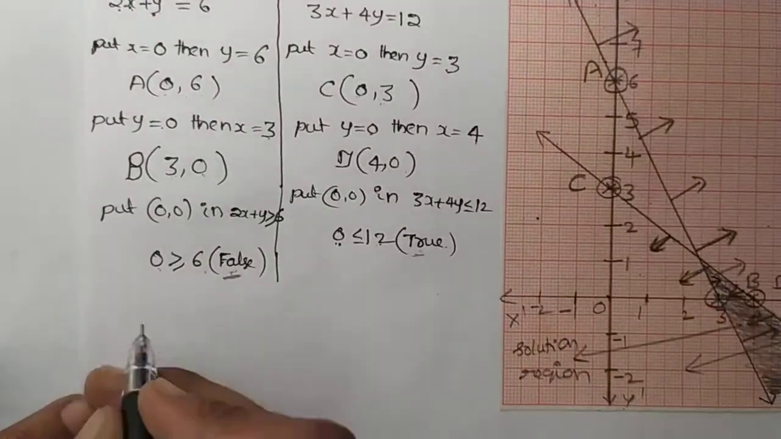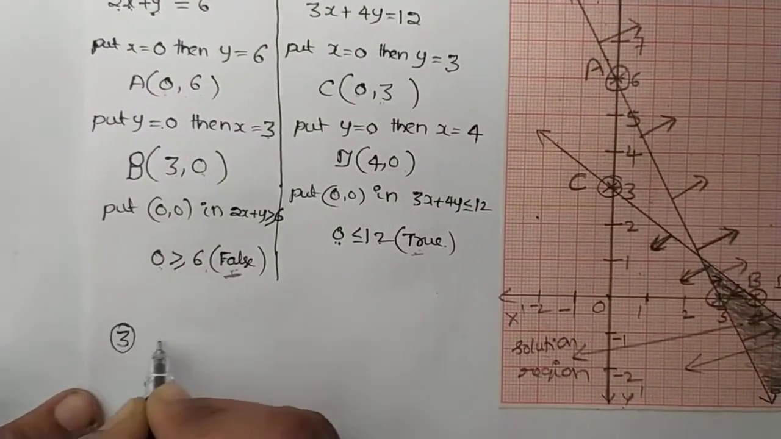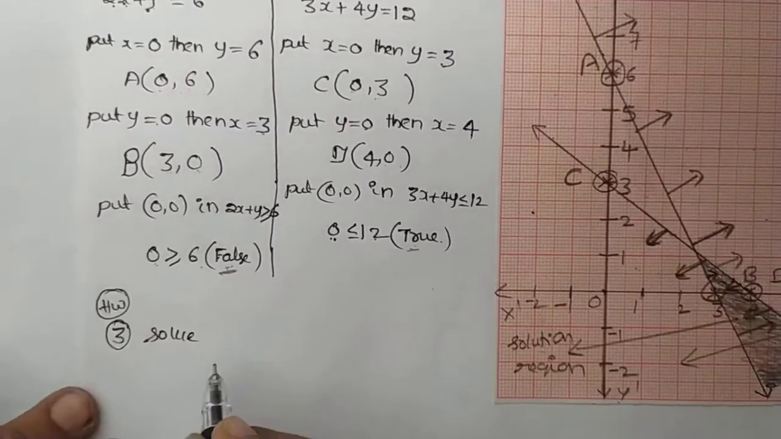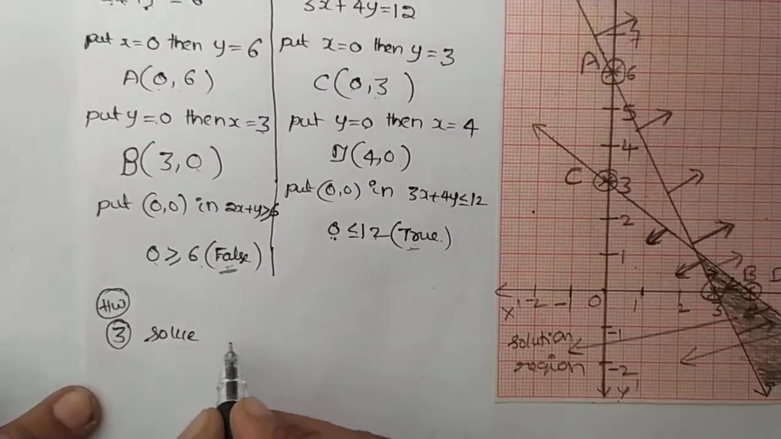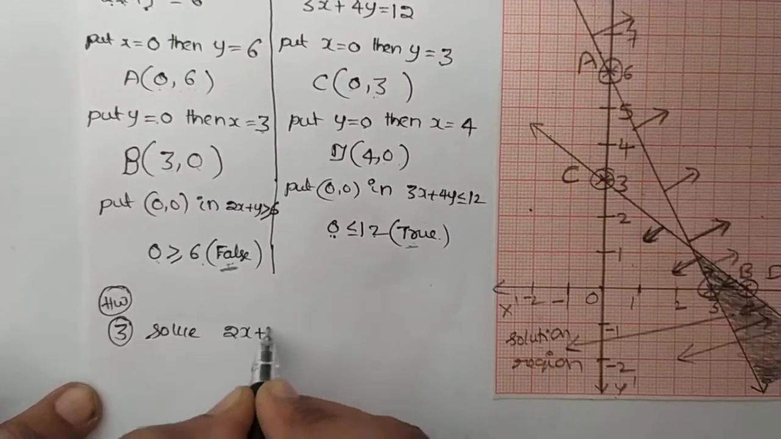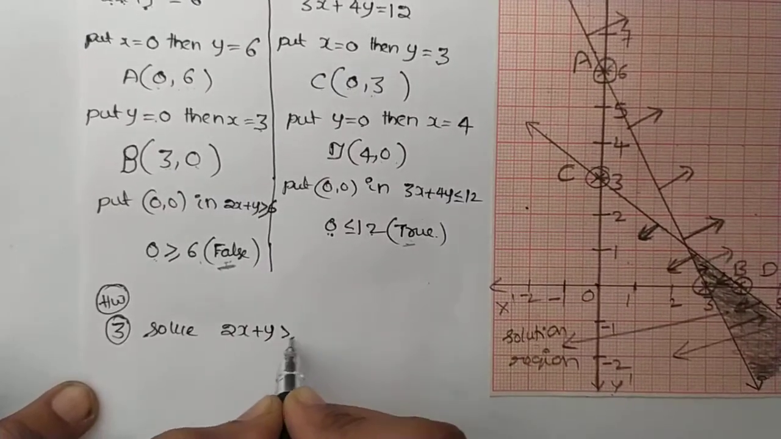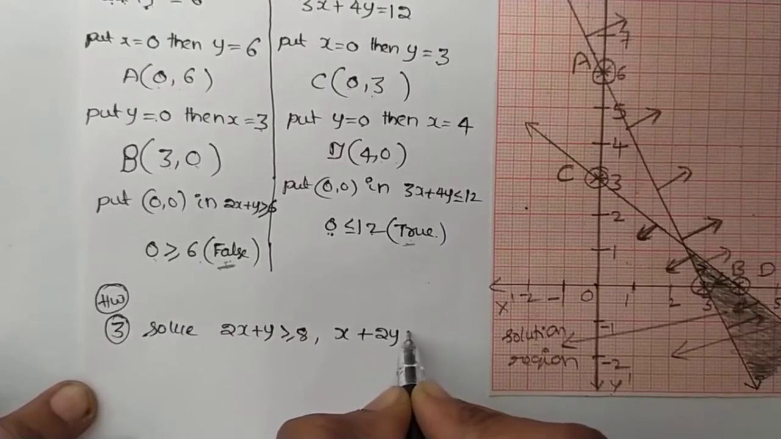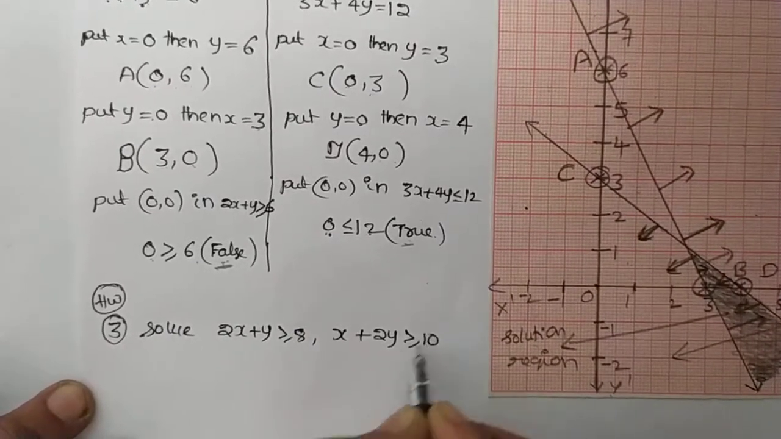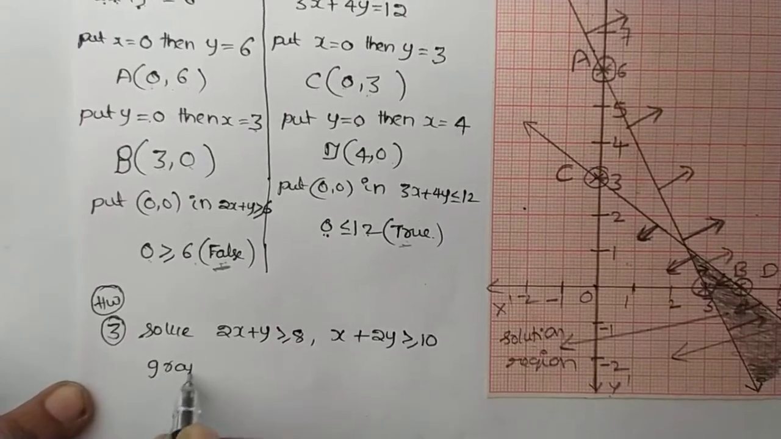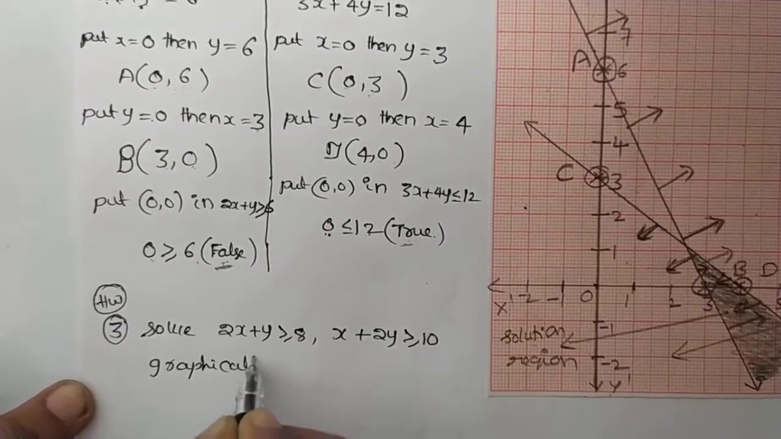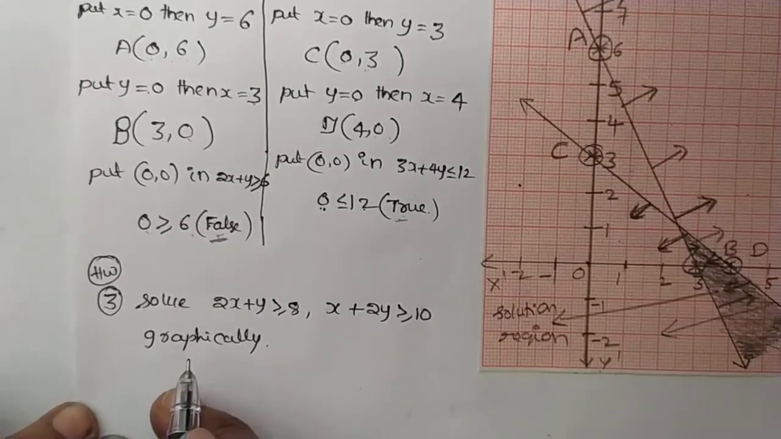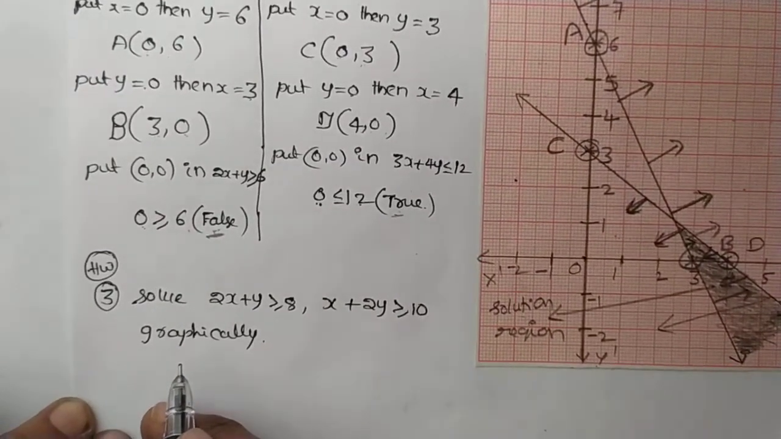Take one homework problem, the third one. Solve 2x plus y is greater than or equal to 8, x plus 2y is greater than or equal to 10 graphically. Solve this question at your home. It is the homework question.